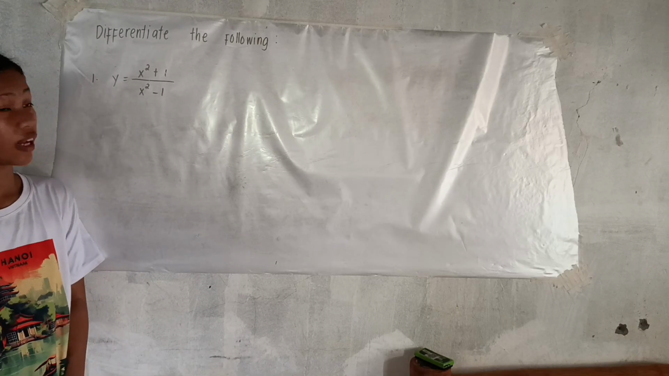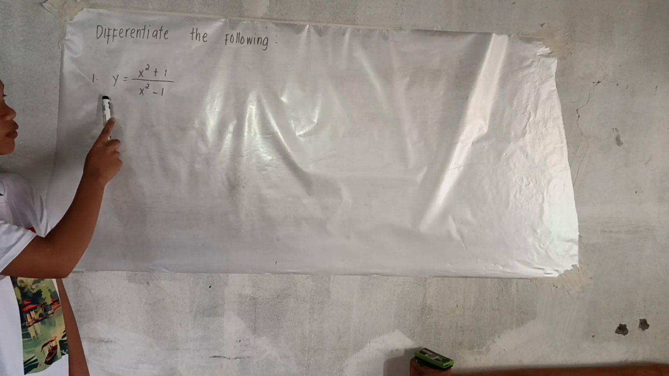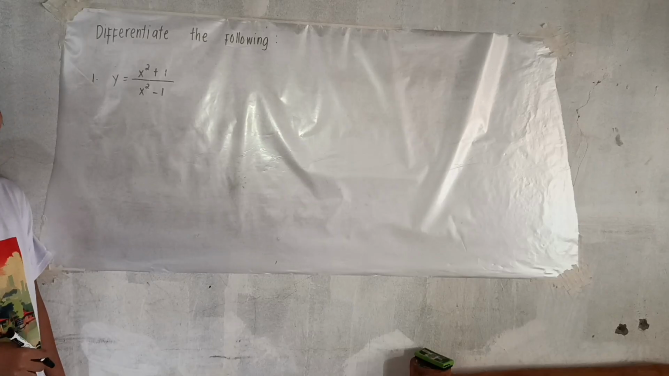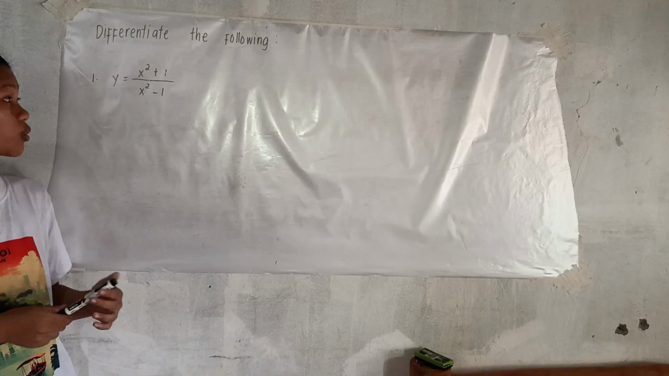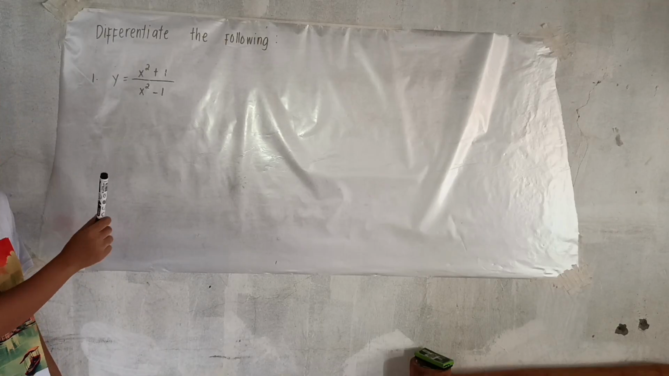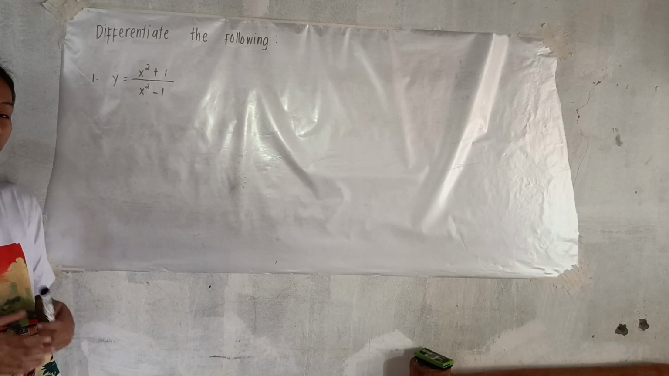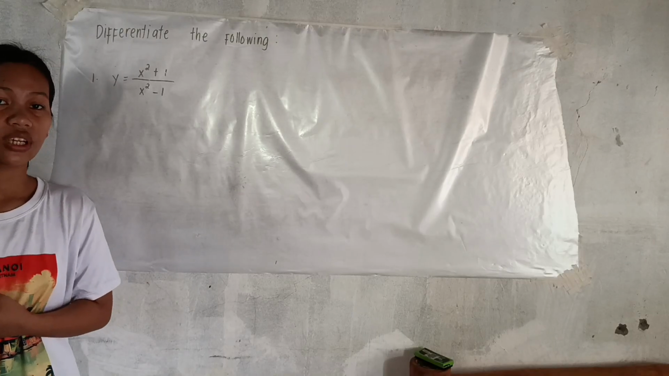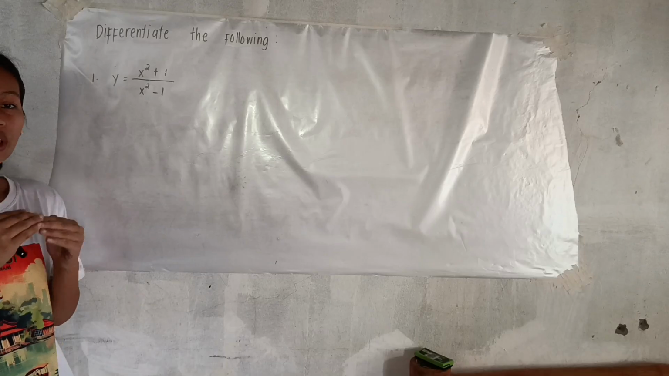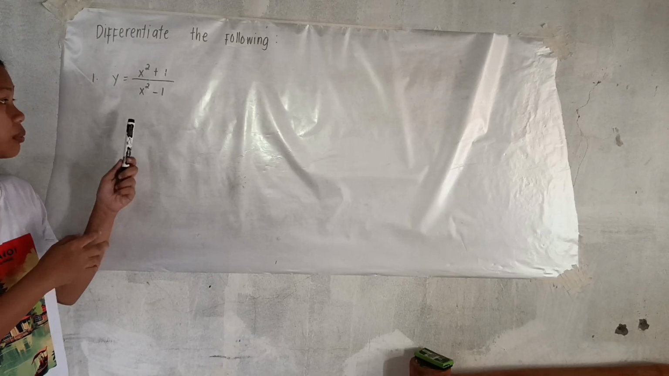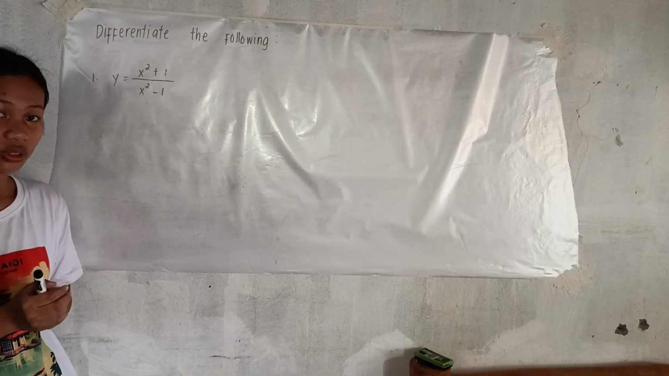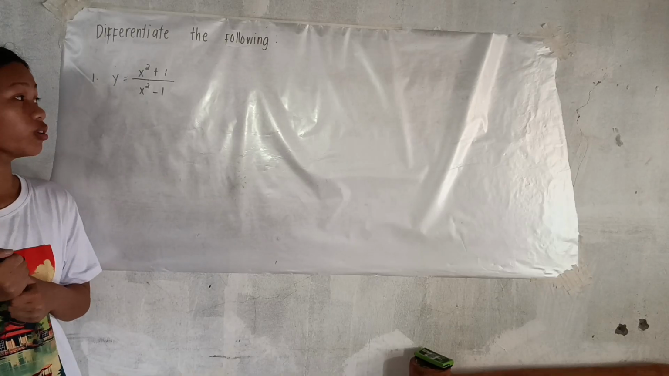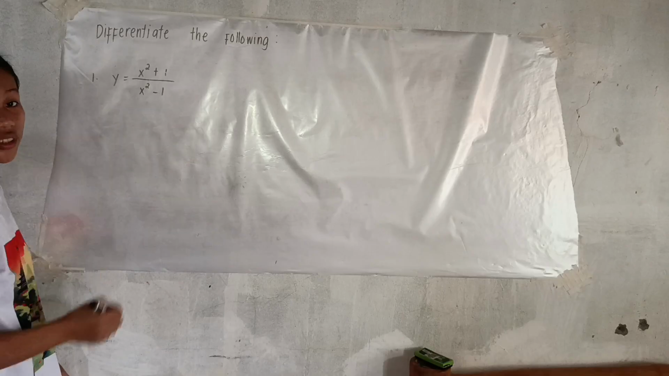So, differentiate the following. For number 1, we have the function y equals x squared plus 1 all over x squared minus 1. Whenever we encounter this kind of function, which involves a numerator and a denominator, what we should always apply is the quotient rule. The quotient rule states that in the numerator, we have to copy the denominator times the derivative of the numerator, minus copy the numerator times the derivative of the denominator, all over the square of the denominator.